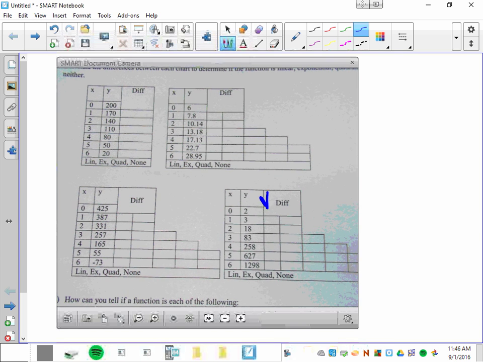So once you fill this out, you get down here, and these should all be 24. So is this linear? No. Is it exponential? No. Is it quadratic? No. Then what is it? None of the above. More specifically, this one would be an x to the fourth because the fourth difference matches.